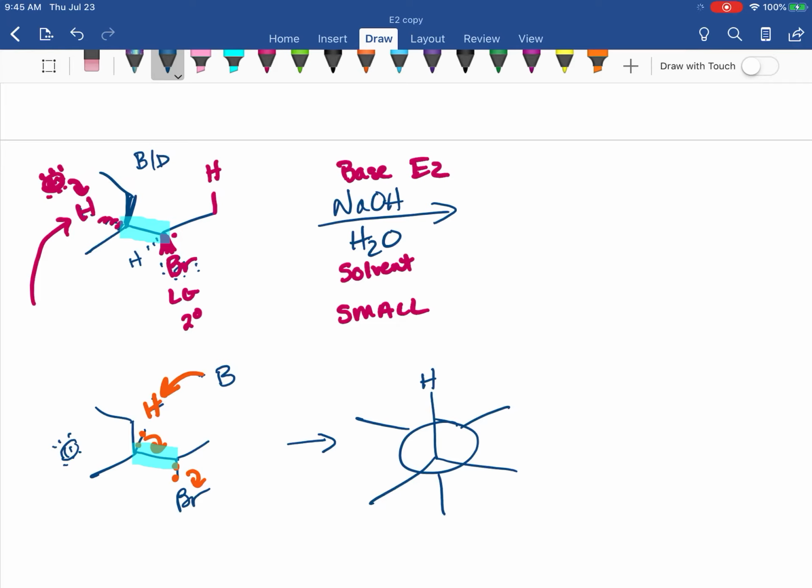Okay, so now I'm literally going to turn this, and I'm going to draw that model set, and I'm going to put the hydrogen up top. And then that is going to give me this.